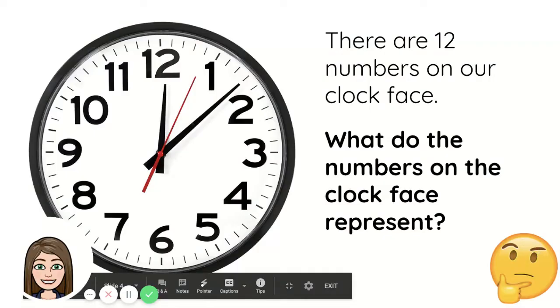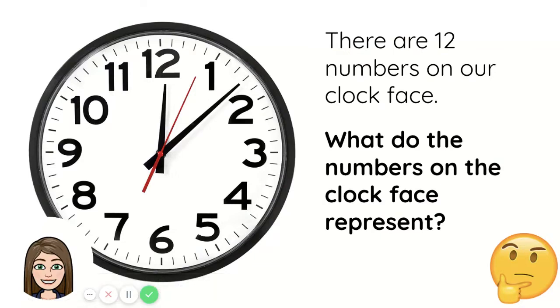So, there are two types of clocks, an analog clock and a digital clock. A digital clock you can find in your home, on the microwave, or an alarm clock. Where might you see a digital clock? Turn and tell someone near you.